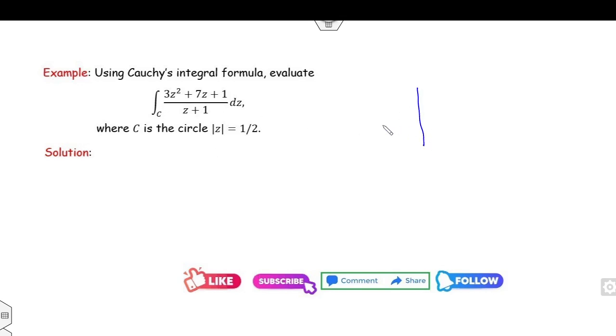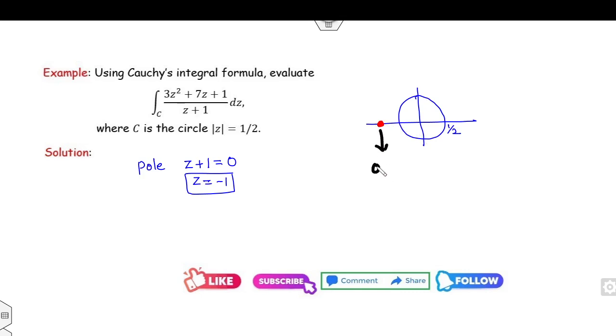Okay, look at this another one. Again, it's a circle with radius half. So can you find the pole? The pole is where z plus 1 is 0, z equal to minus 1. So where does minus 1 lie? This is minus half, so minus 1 lies here, and it lies outside the circle. And once it lies outside the circle, the answer will be 0.